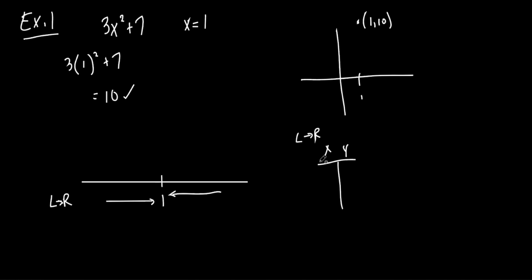So let's pick a number that's pretty close to 1 to the left of it. What's pretty close? 0.9. Okay? And I could pick any number to the left, but that's pretty close. Let's pick one that's even closer than that, like 0.99. Is that even closer to 1? Yeah, that's way closer than 0.9 is.